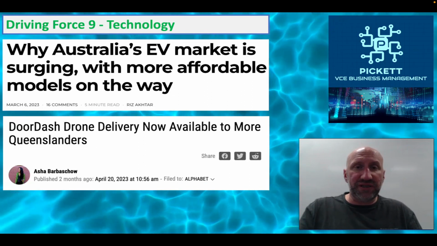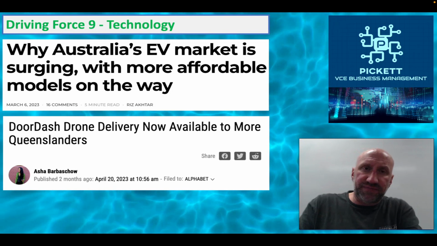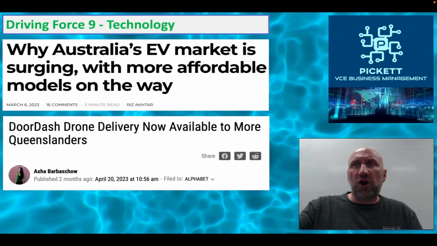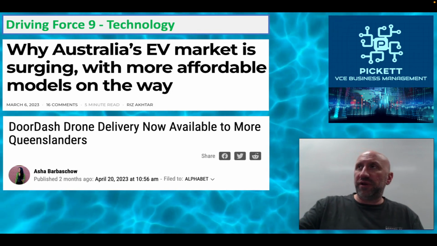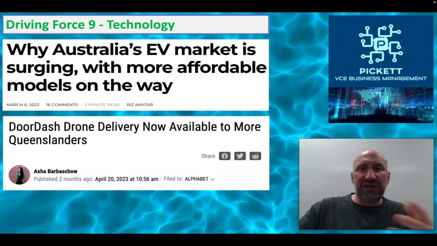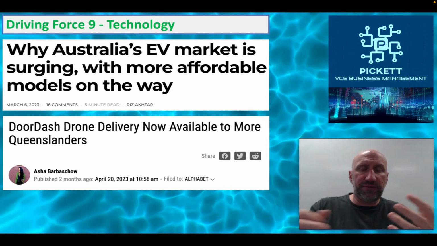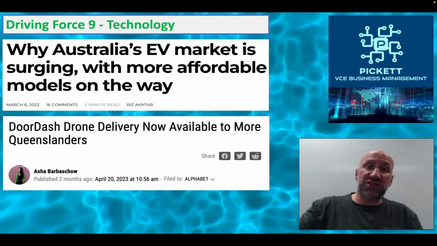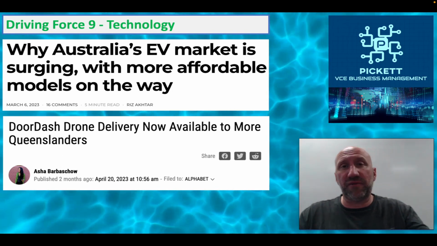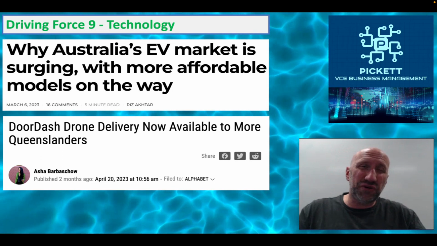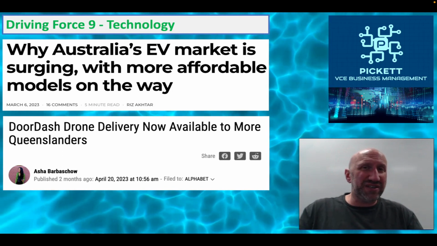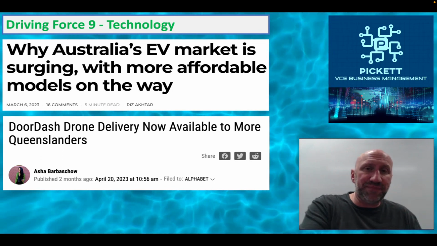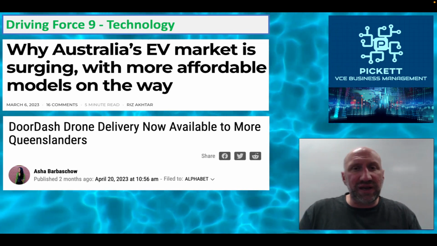Why Australia's EV market is surging. So the technology, car makers, if they want to capitalise in the future, they're having to look at EVs now as opposed to petrol diesel models. So technology is moving on. There's an expectation that we can access these things. There's going to be government regulation. There already is in Europe heavy regulations around diesel cars. They basically get rid of them. Same thing will happen in Australia.